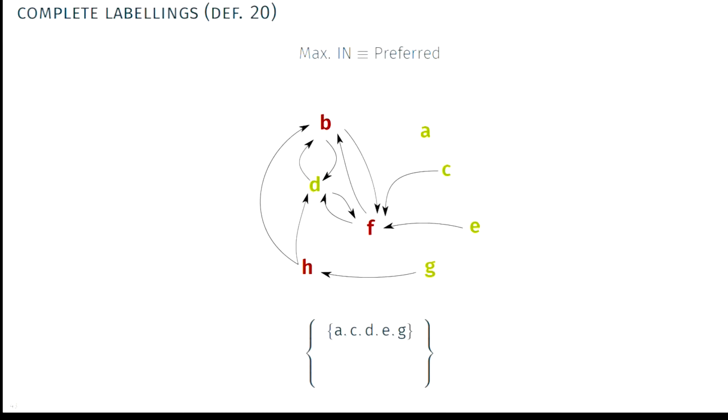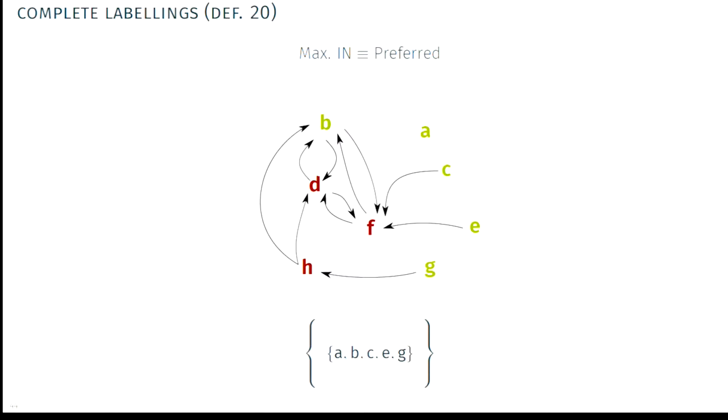But there is the symmetric case. So I can start saying, okay, B is in. And if B is in, D is out. And the fact that I made this choice of B as in is reasonable, because now all its attackers are out.